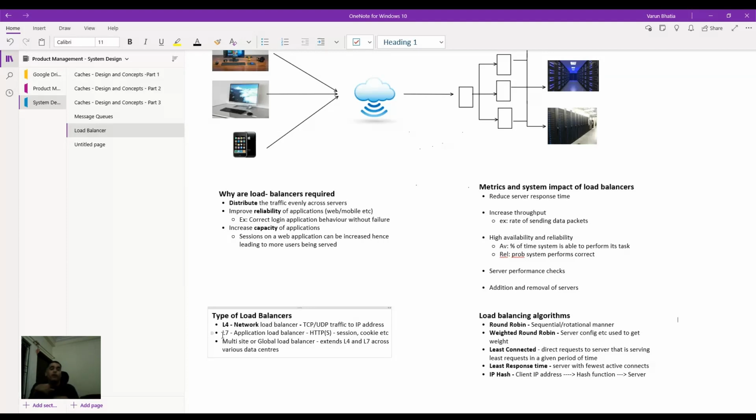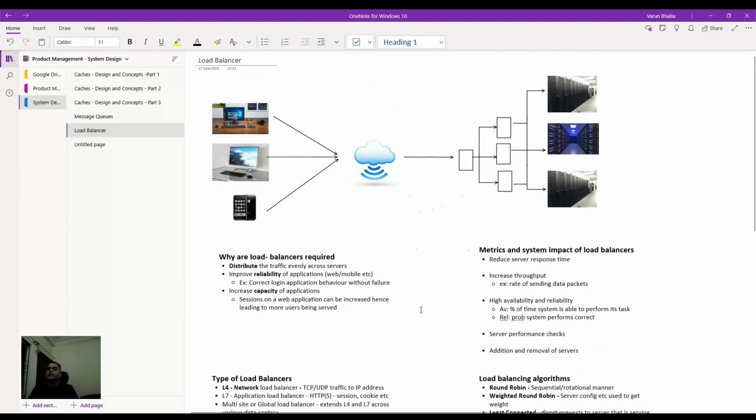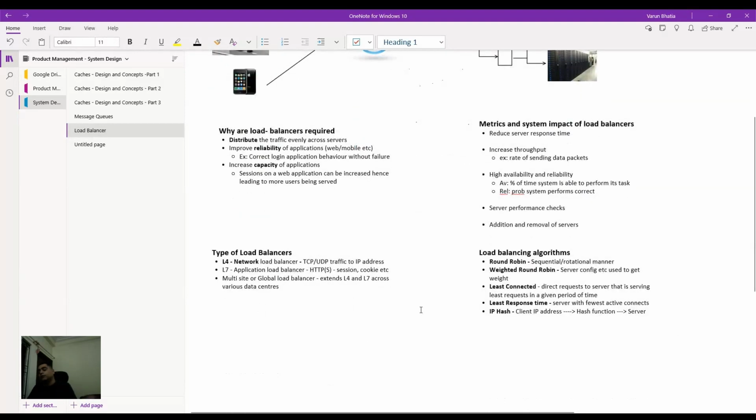Again, it'll depend on your overall system as well, the other parts of it, but in general, I think these two parts, metrics and balancing algorithms, will help you answer some of the questions. I think till now we have covered the three most important concepts or system parts in any system design: load balancers, in this video, message queues, and caches.